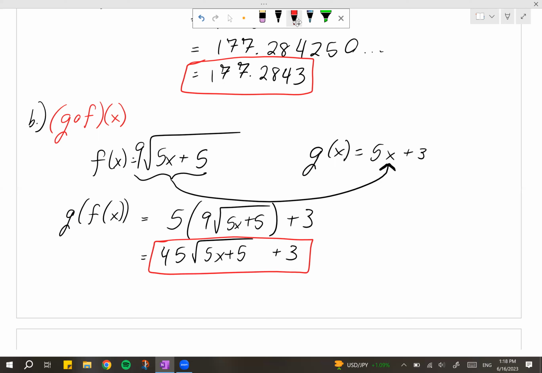The biggest part of these problems is recognizing where you're plugging stuff in. So whenever it says g of f of x, we're taking this whole f of x function and putting it in to our g where we see an x.